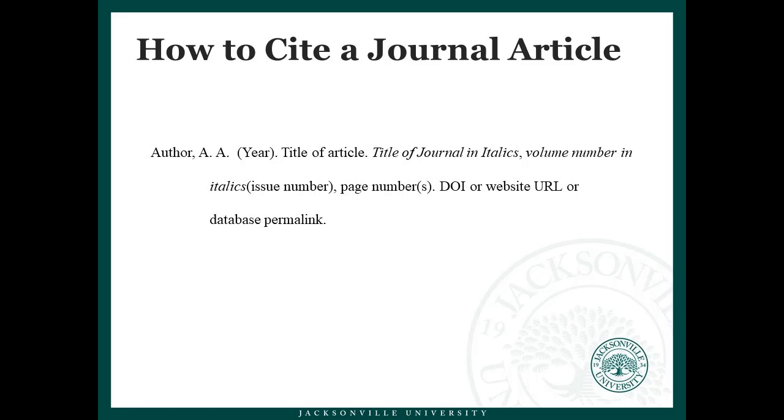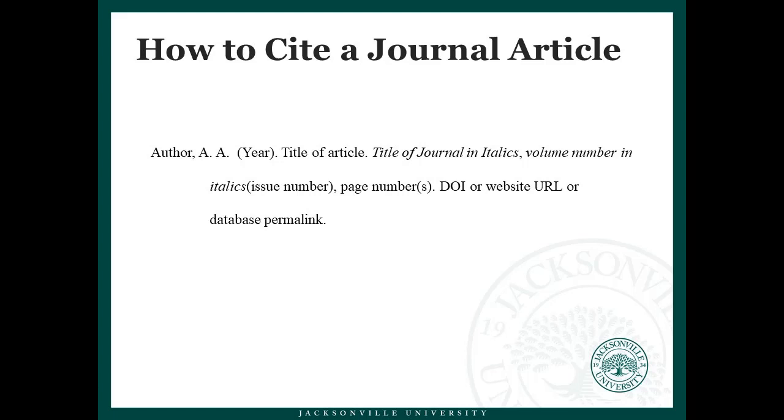Volume number is italicized, issue number is in parentheses and a comma. Make sure you're getting the commas and the periods correct. Then we've got our page number or numbers, period. The DOI would go next, and if there's no DOI, then you could put in a link to the database permalink. A lot of times the professors prefer the database permalink because the professor can click on the link and go directly to the article in the JU databases.